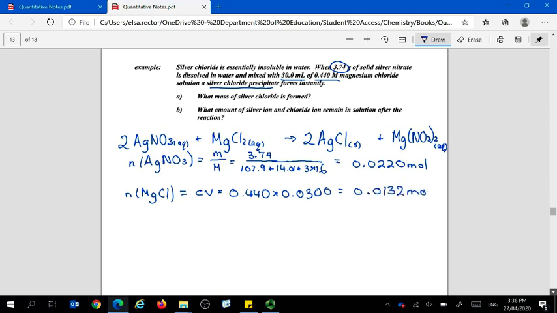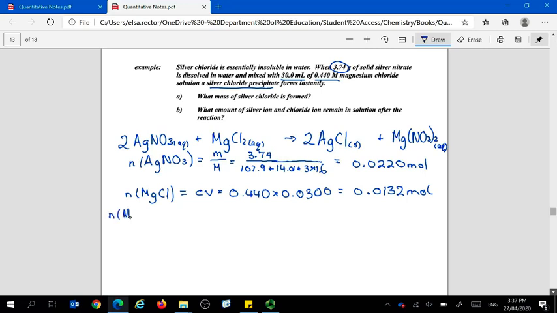0.0132 mole. Now we can't just choose the smaller number and say that's the limiting reagent, because we need to consider the ratios. Because if you look at the equation, it says that for this reaction to take place perfectly, we need twice as much silver nitrate as the amount of magnesium chloride that we have. So we need to take that into account. So let's think, okay, if I have 0.0220 moles of silver nitrate, how much magnesium chloride would I need to react with that? So let's have a look.